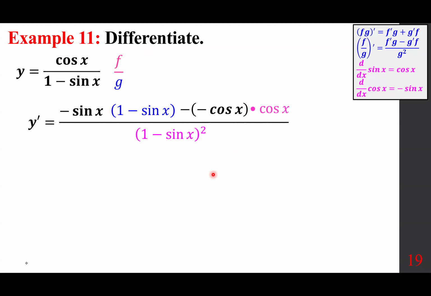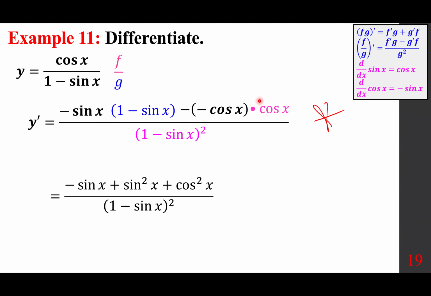And this, with the asterisk next to it, is the end of calculus. Everything else is algebra, trigonometry, you name it. So we distribute, we get negative sine x here. We get plus sine squared, negative times negative, plus cosine squared. One of those Pythagorean identities, sine squared and cosine squared, they add up to 1.